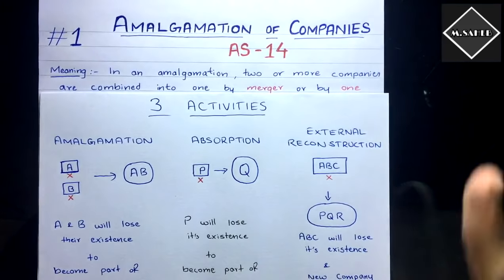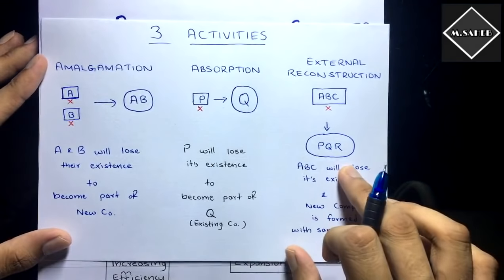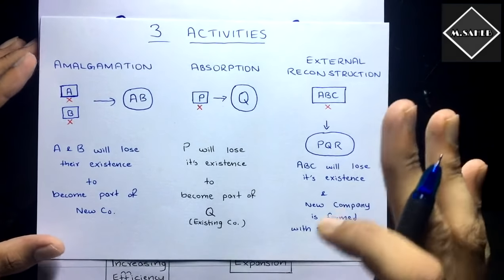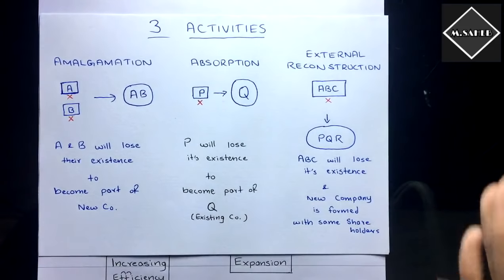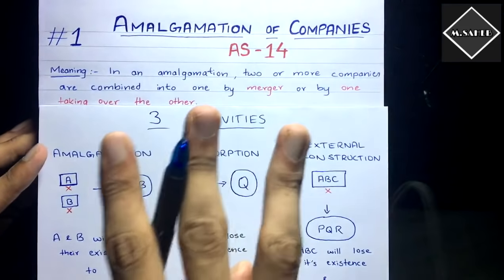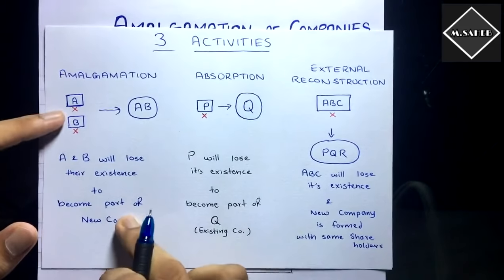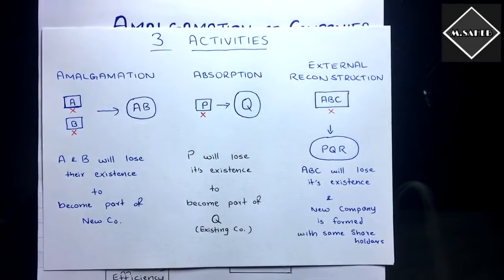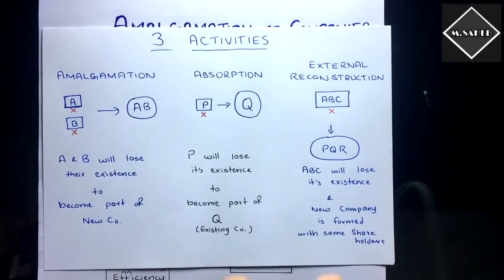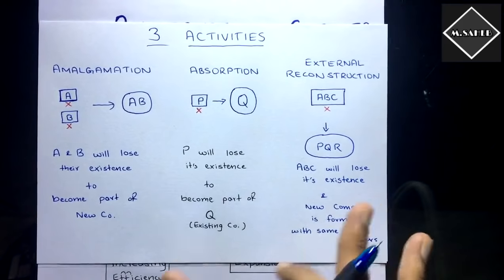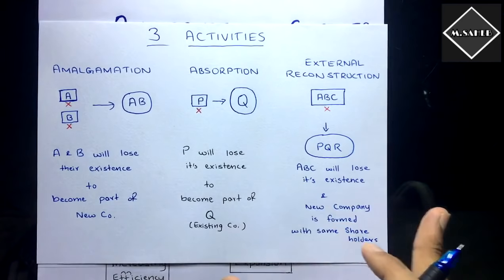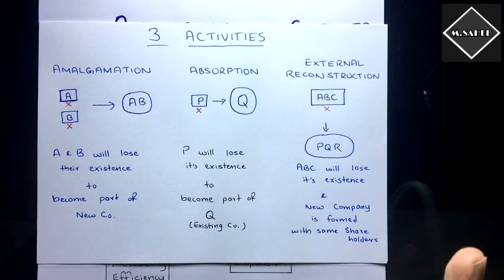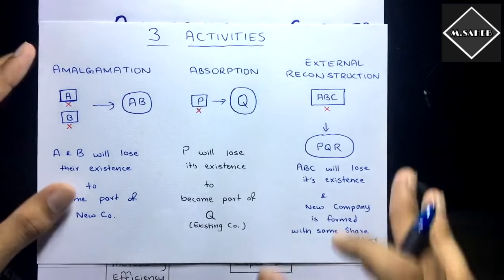But guys, don't worry, all these three are same only. I mean, the accounting treatment is same in all these three different activities. But you should know that in amalgamation of companies, we have got three different activities: amalgamation, absorption, and external reconstruction. Fine, it's very simple. You might also get theory questions from this part also. Right, now let's see the overview of this chapter, because in this video we are not going to solve any problems. In this video we are just going to have an overview of this chapter.